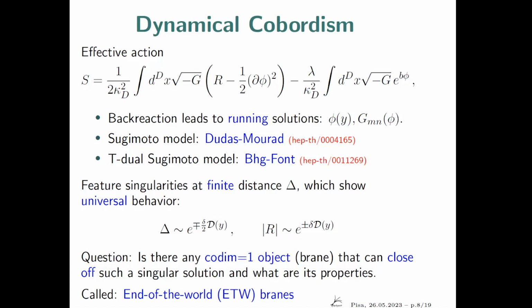But this is just, you find a solution and you look at the singularities and try to detect what kind of behavior to expect when you approach this singularity, but it doesn't resolve the problem of how to cure the singularity, how to close it off with what kind of object. So the question is: is there really here, in this case, a codimension 1 brane, a defect, like in our former picture, that can close off such a singular solution, and what are its properties? These objects are called end of the world branes.